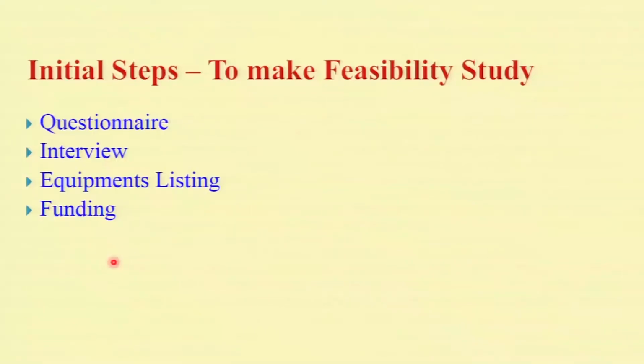For doing this work, we are supposed to purchase a camera. You are supposed to have an RFID tag too. So these are some of the equipment that we are supposed to list down in the feasibility study. Then we are supposed to check the funding options.